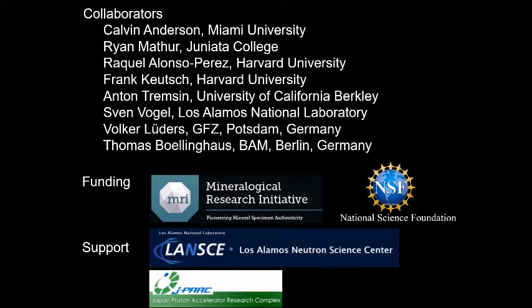Volker Luters and Thomas Bollinghaus independently worked on samples in collaboration with one of the funding groups, the Mineralogical Research Initiative. Most recently, we've got additional funding from the National Science Foundation, the Los Alamos Neutron Science Center, and the Japan Proton Accelerator Research Complex allotted us beam time for isotope analysis of the samples.